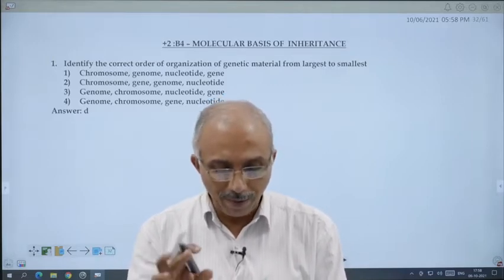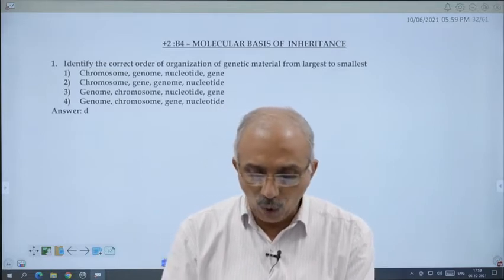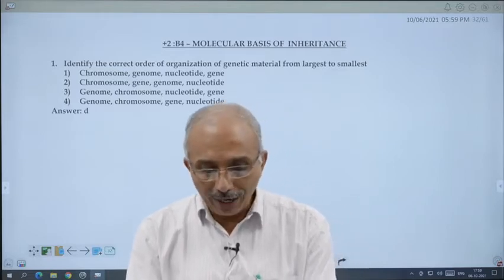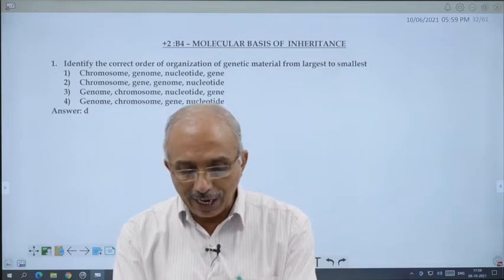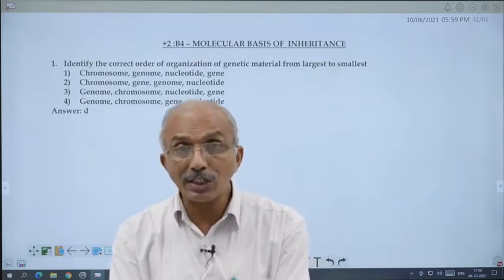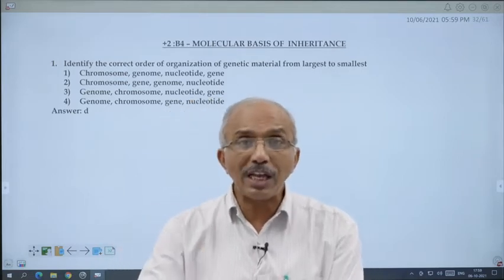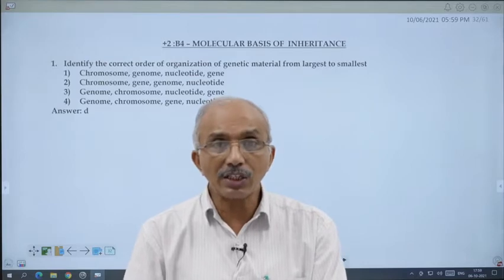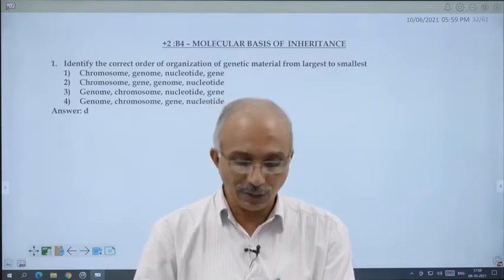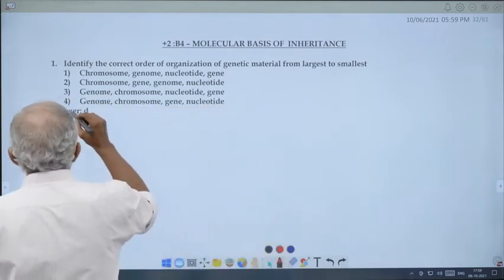Question number 1. Identify the correct order of organization of genetic material from largest to smallest. Order of arrangement from largest to smallest. The genetic material, answer is 4.